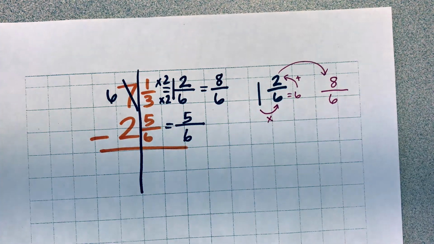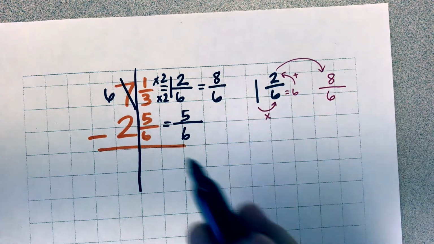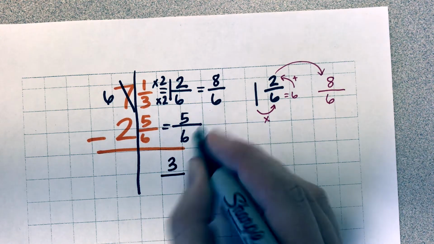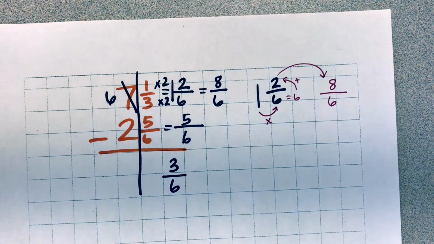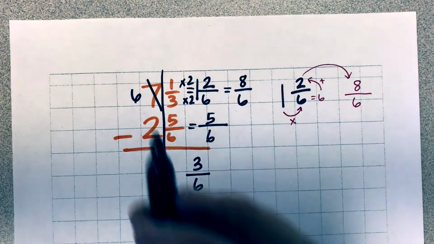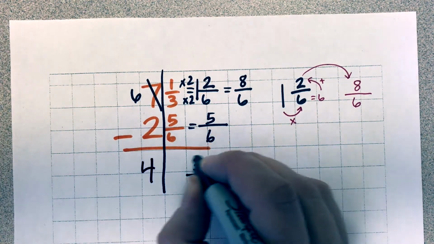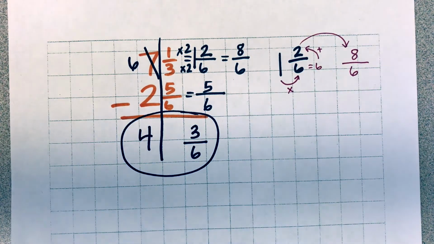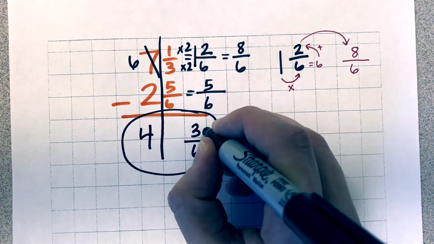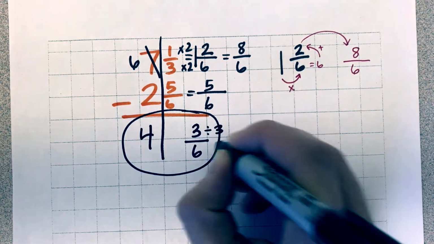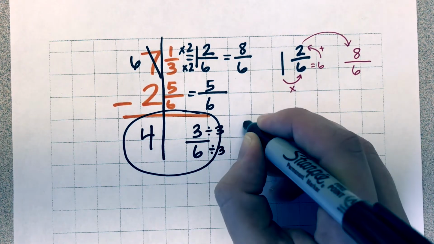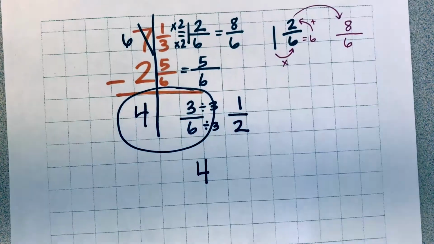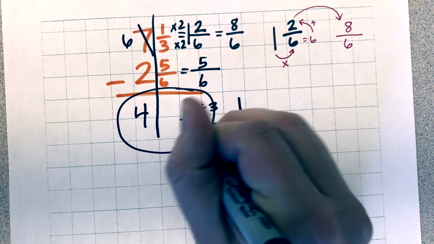And now we can easily subtract. 8 minus 5 is 3. We pull down that 6 as our denominator, and we have 3/6. And then 6 minus 2 is 4. So our end answer is 4 and 3/6. But again, 3/6 can be simplified. If we divide both sides by 3, we end up with 1/2. So our perfect simplified answer would be 4 and 1/2.